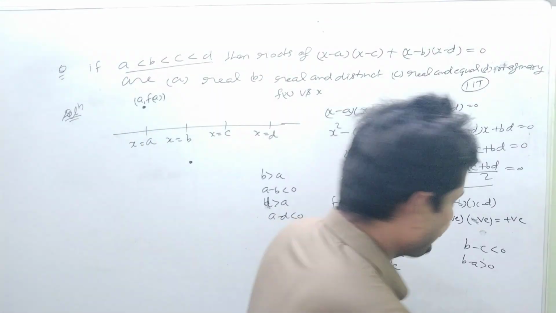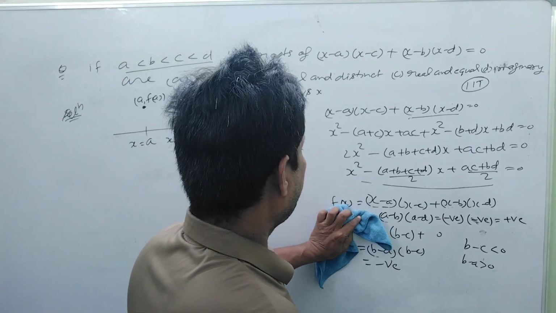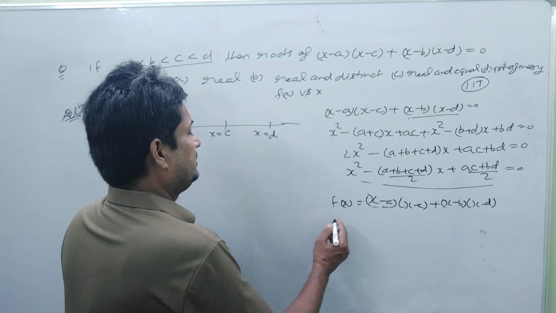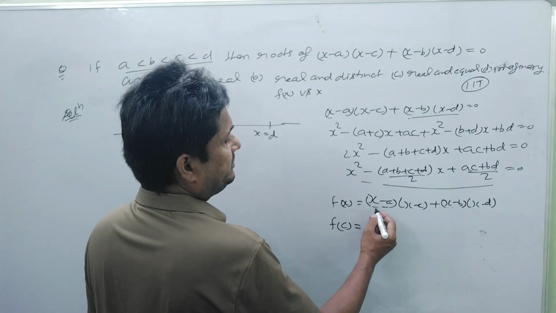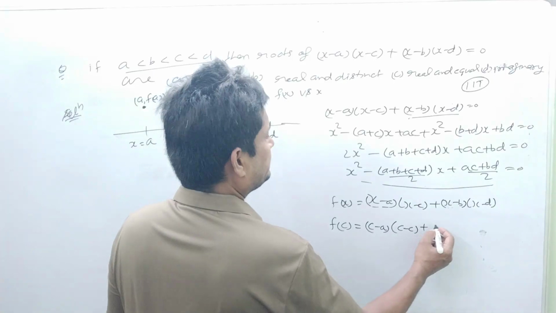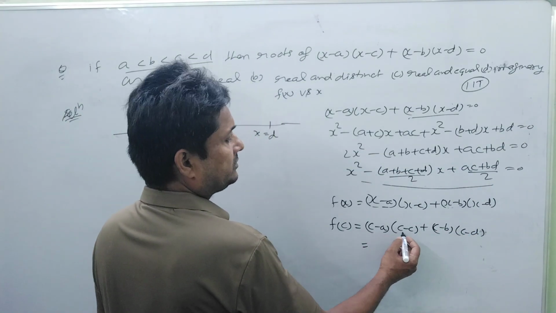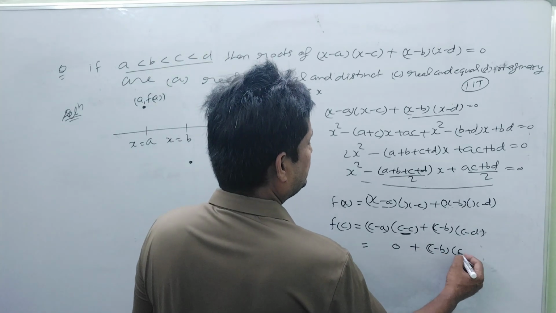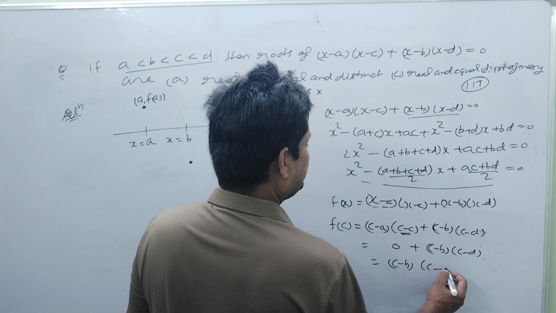Now, in the same way, find out the value of f(c). f(c) will be (c minus a) into (c minus c) plus (c minus b) into (c minus d). So c minus c will be 0. So this is 0 plus (c minus b) into (c minus d).